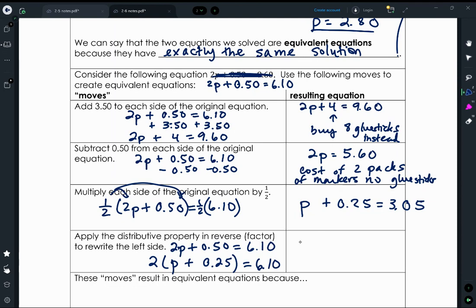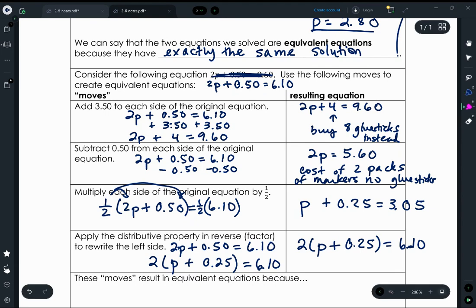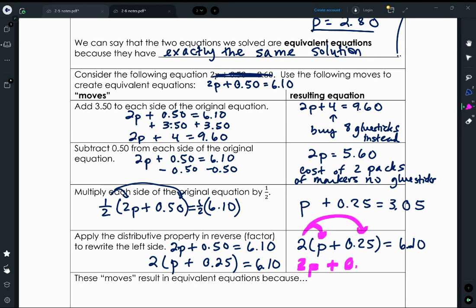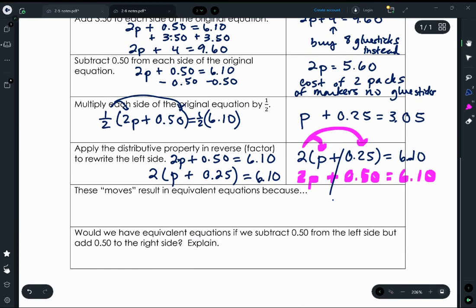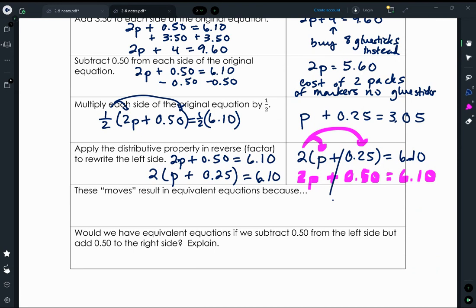So let's go ahead and write this over here. We're kind of writing things all over these boxes tonight. And I could think about how if I distribute this back, so we're not asked to distribute it back, but if I did, 2 times p gives me 2p, plus 2 times 25 would be 50, equals 6.10. So same thing, right? It's not any different, it just looks different. All right, last one. Oh, I guess we have 2 more. Okay, so we're just going to fix this really quick here.